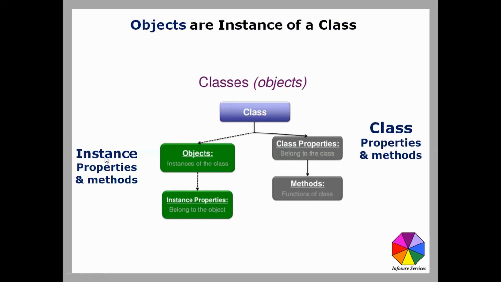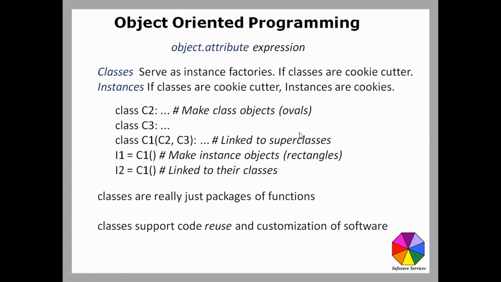Classes and instances both have properties and methods. The class can have properties and methods, and an instance is an object that has properties and methods. So here are class properties and object properties. These are some examples. Classes serve as instance factories. If classes are like cookie cutters, an instance is a cookie out of those classes.